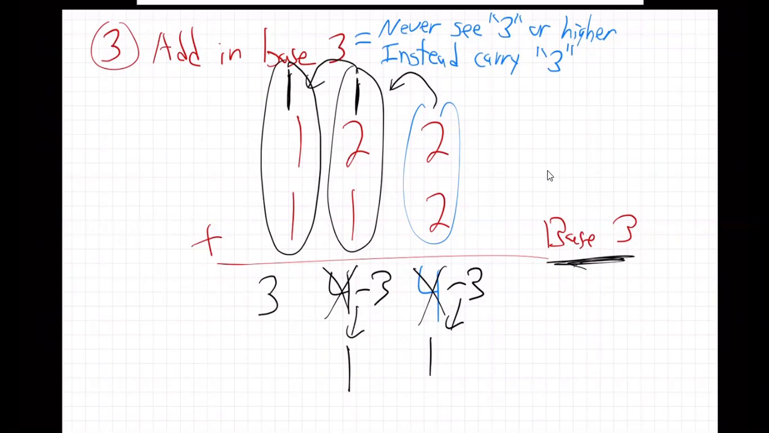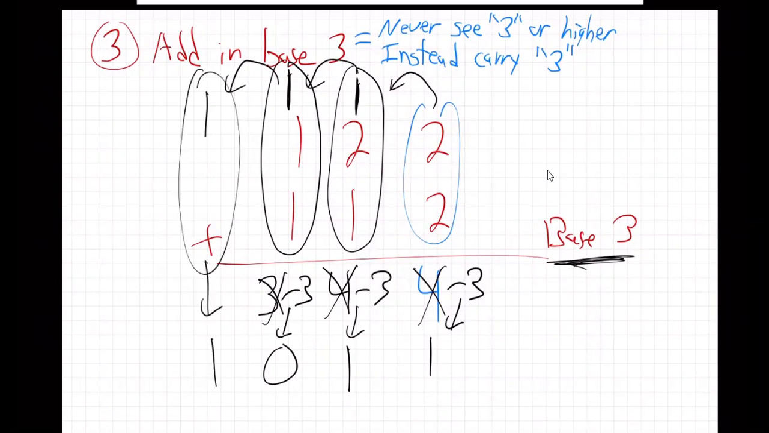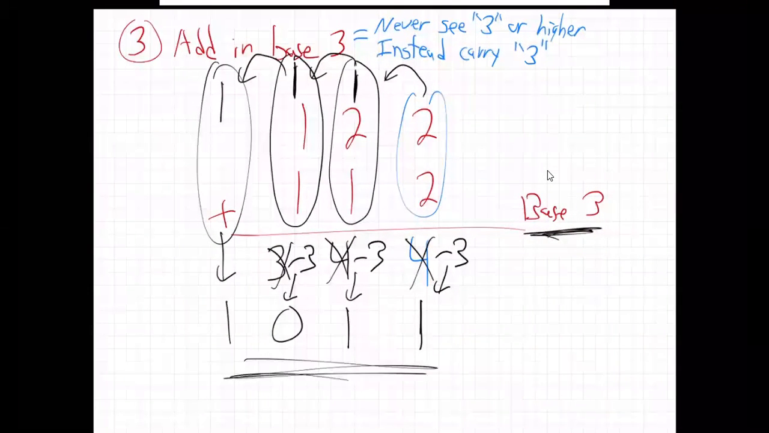But we're never going to see 3 or higher. So can't have that. Carry 1 again. Subtract 3, because when you carry 1, you're carrying away 3. What does that leave? 0. And then the final column is just 1. 1011. That's our answer. 1011.